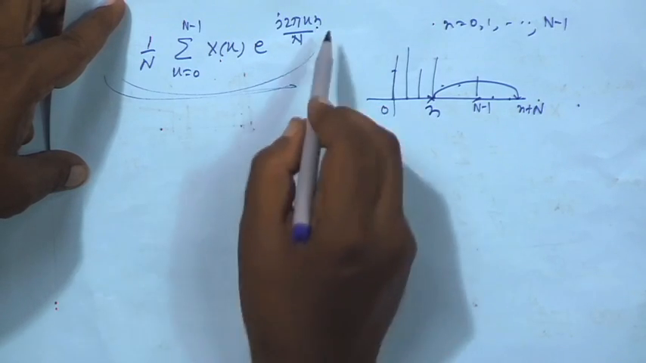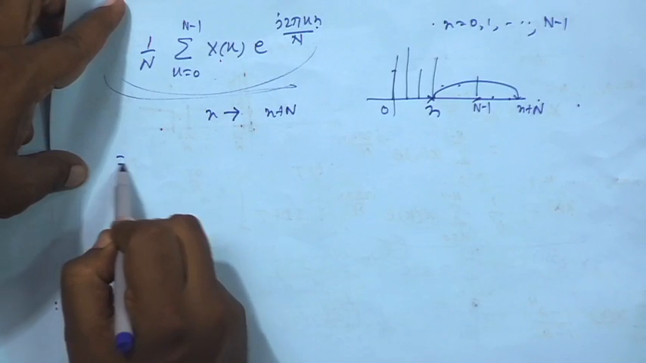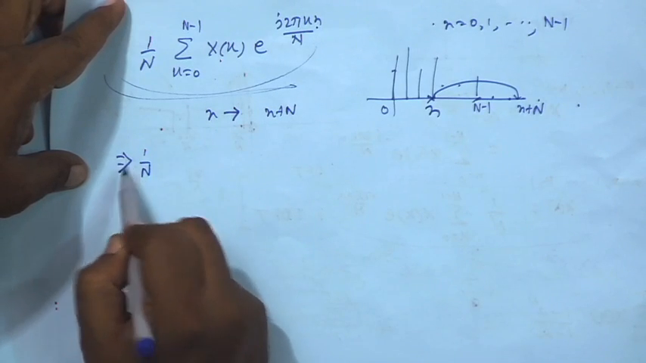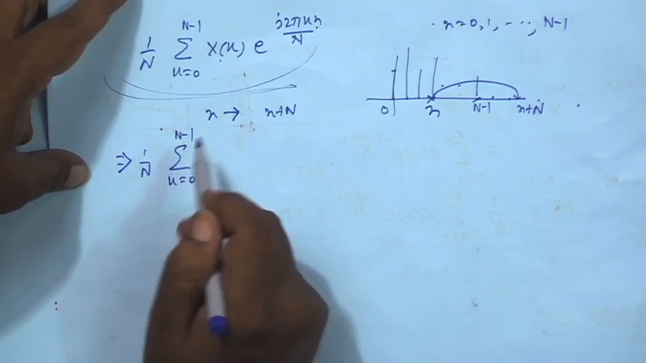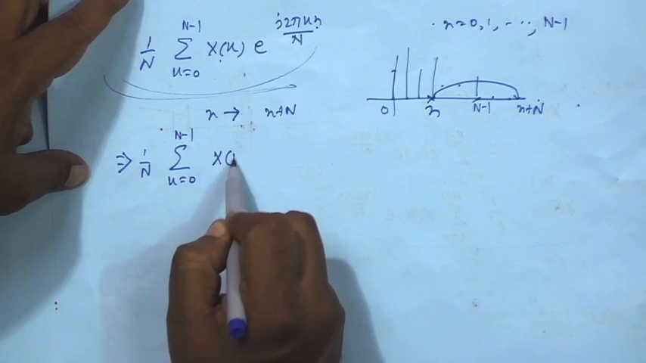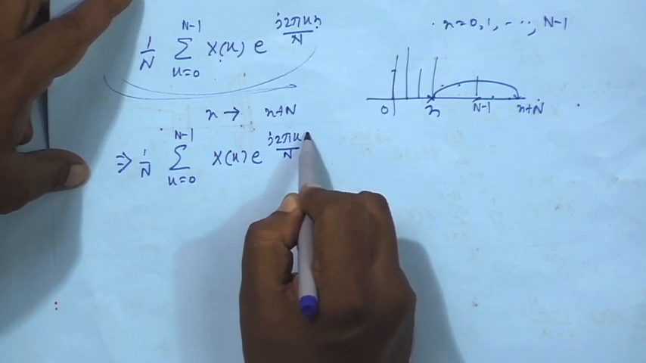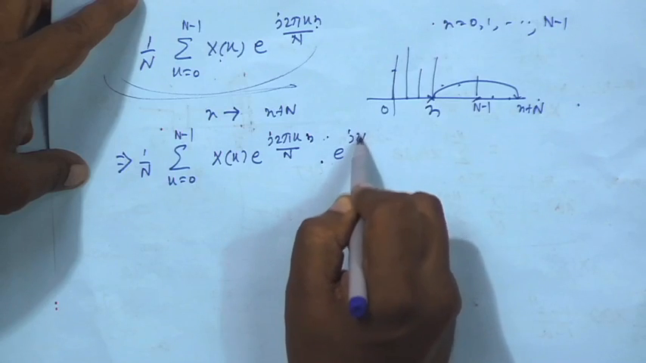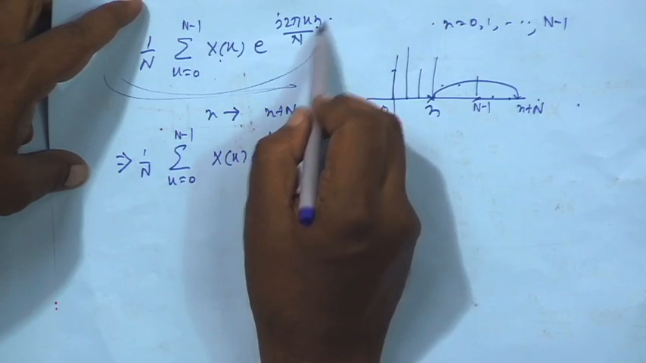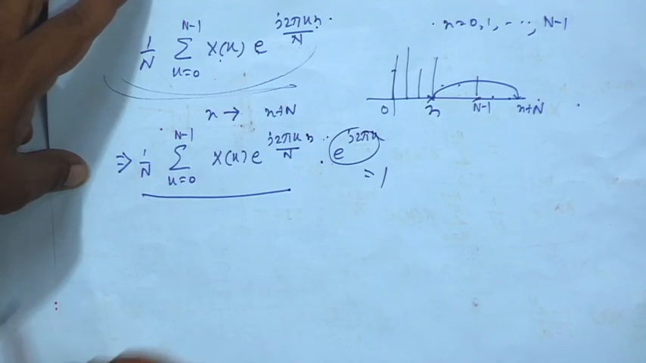If you replace n here by n plus capital N, you see what will happen is that this formula will give rise to small n plus capital N, but capital N and capital N will cancel. So it will be e to the power j 2 pi k, and this is equal to 1. So what you are left with is this, which is the same as this.